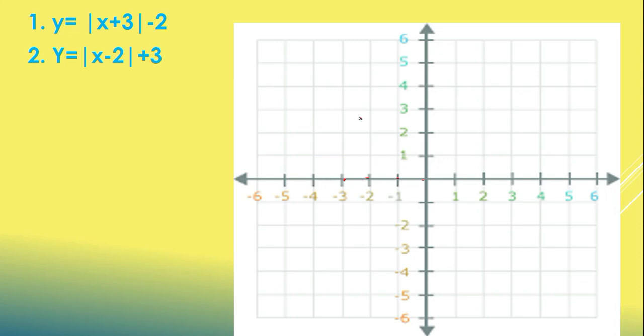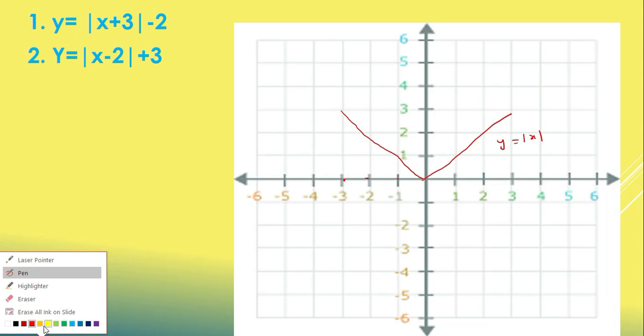Center of v. So general v is here. General v is y is equal to f of x. This is y is equal to absolute value of x. Now we will draw the given graph.